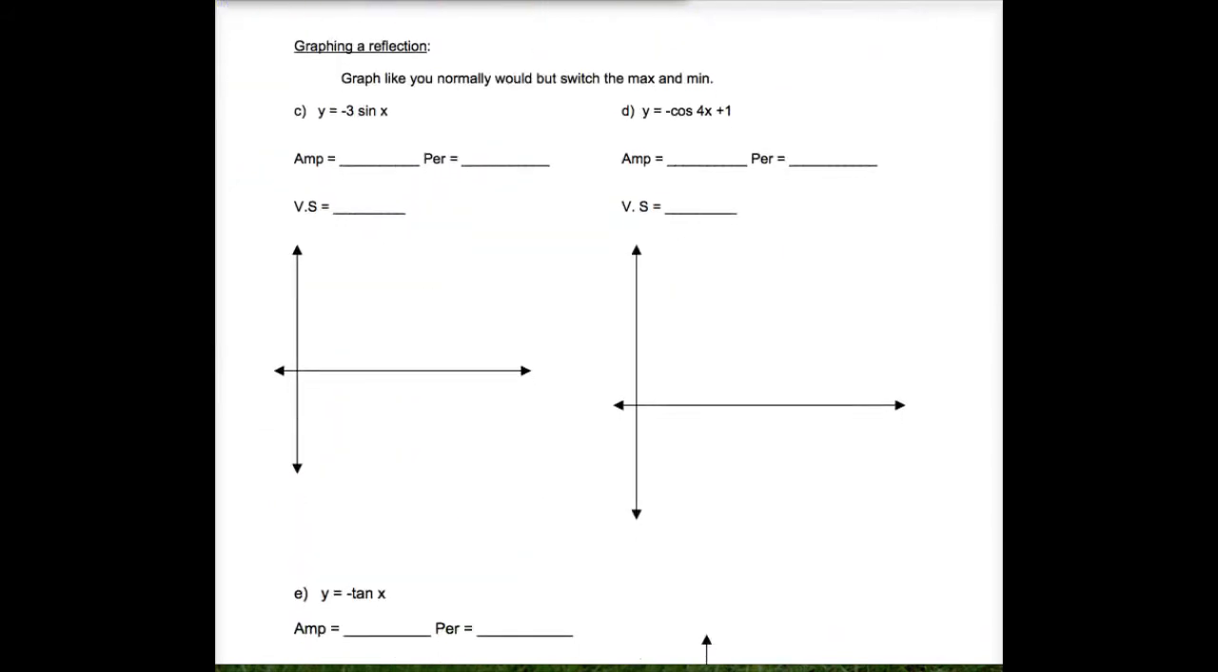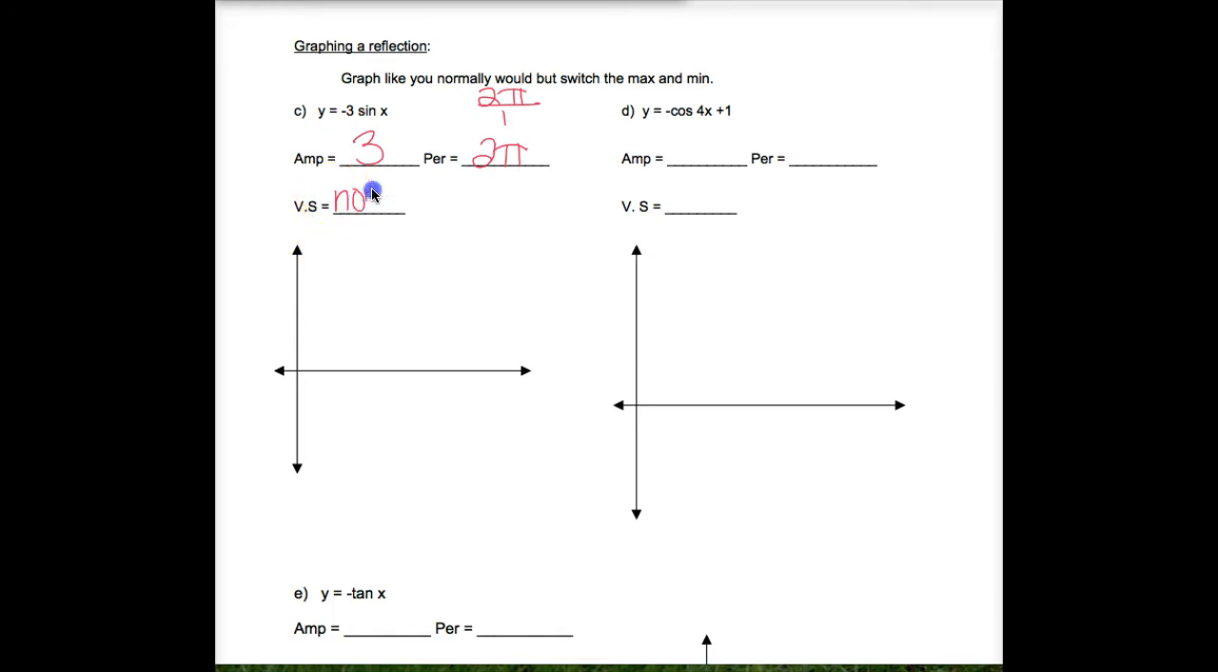All right, moving on. Now we're graphing a reflection. So when we are reflecting, we graph just like we normally would, but we switch the max and the min. The midline always stays the same, but the maximum and the minimum get switched. So my amplitude here is still 3 because it's always just A, absolute value, because it's a height, so it's always positive. My period, this is a sine graph, so 2 pi divided by b, which is 1, so 2 pi.